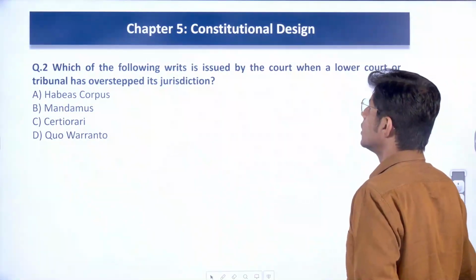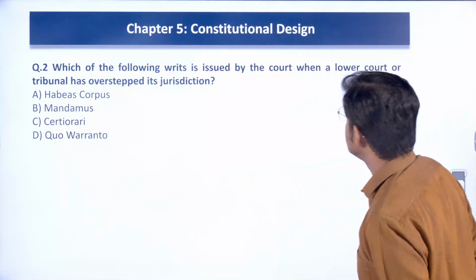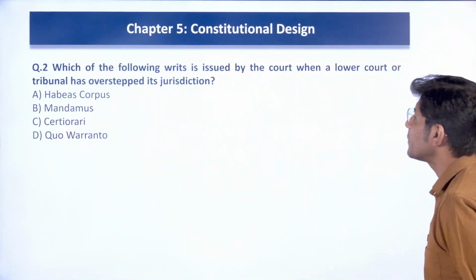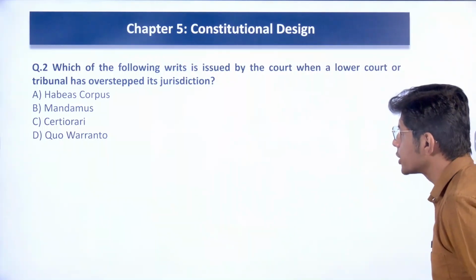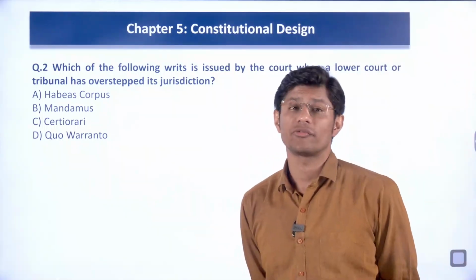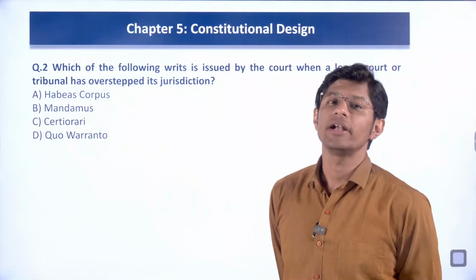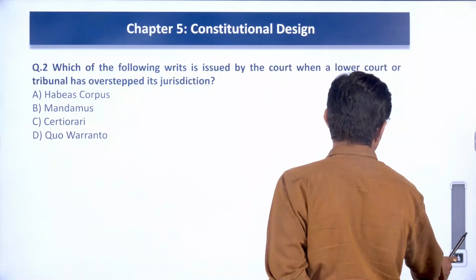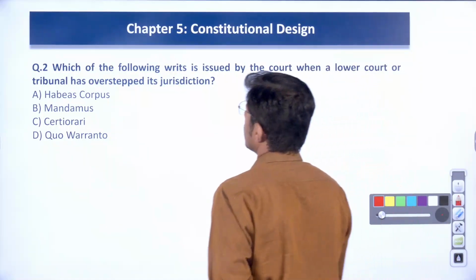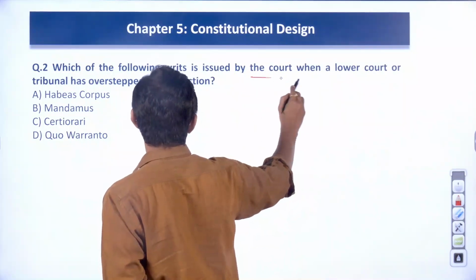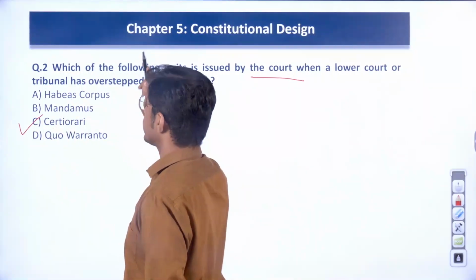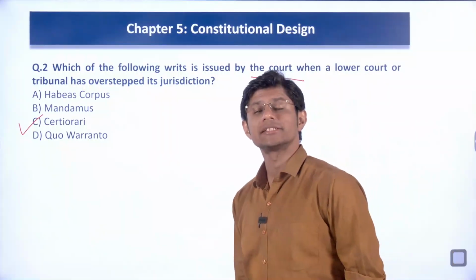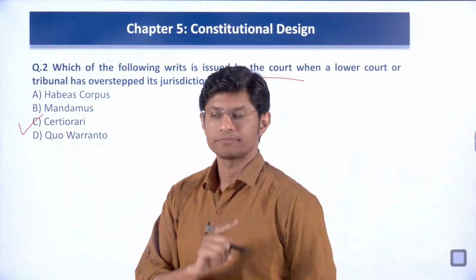Next question. Which of the following writs is issued by the court when a lower court or tribunal has overstepped its jurisdiction? Now, we discussed all the types of writs for the enforcement of fundamental rights. Which of the following writs is issued? The answer is certiorari, the writ issued by the higher court when the lower court is exceeding its jurisdiction.